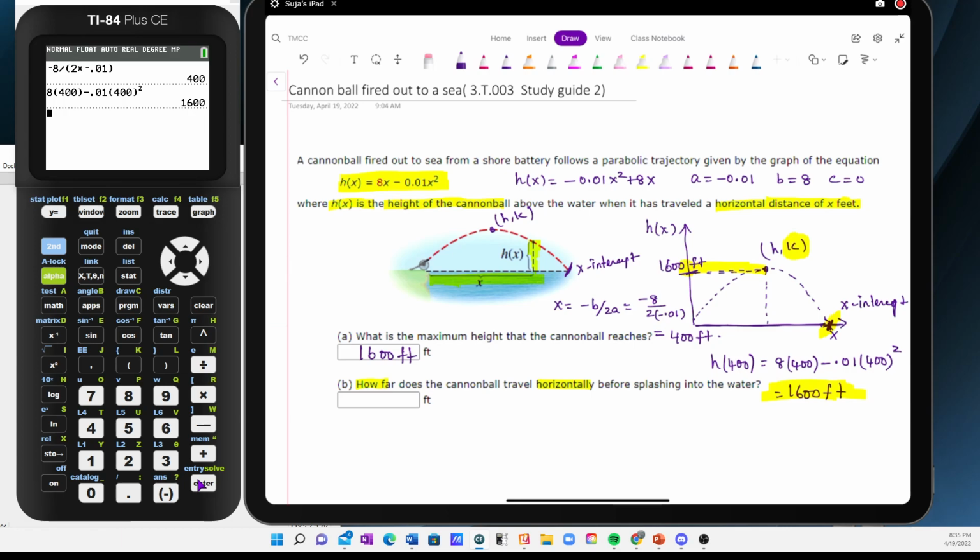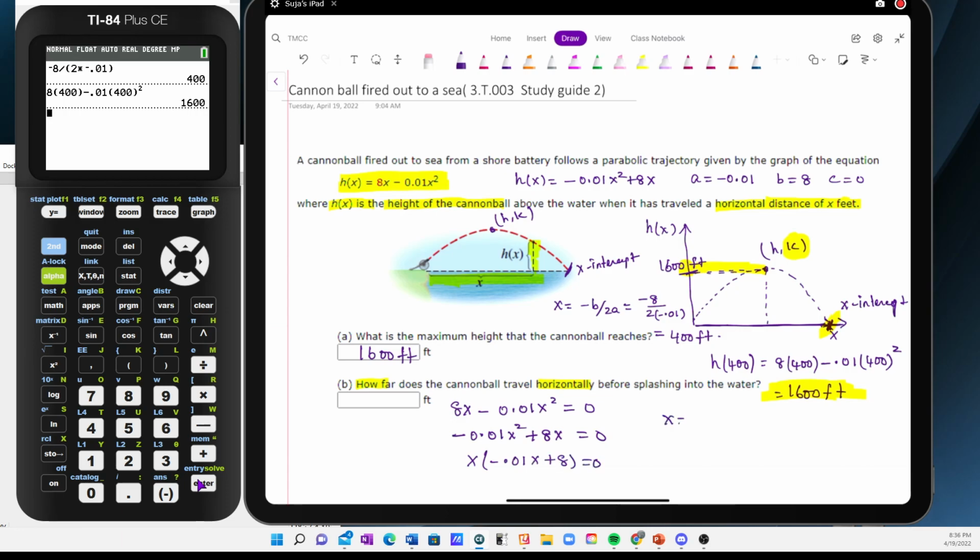So what it's asking me to do is 8x minus 0.01x squared is equal to 0. I need to solve this. So again, let me rewrite this in descending exponents: negative 0.01x squared plus 8x is equal to 0. So from here, factor out an x, which would be x times negative 0.01x plus 8 equal to 0.